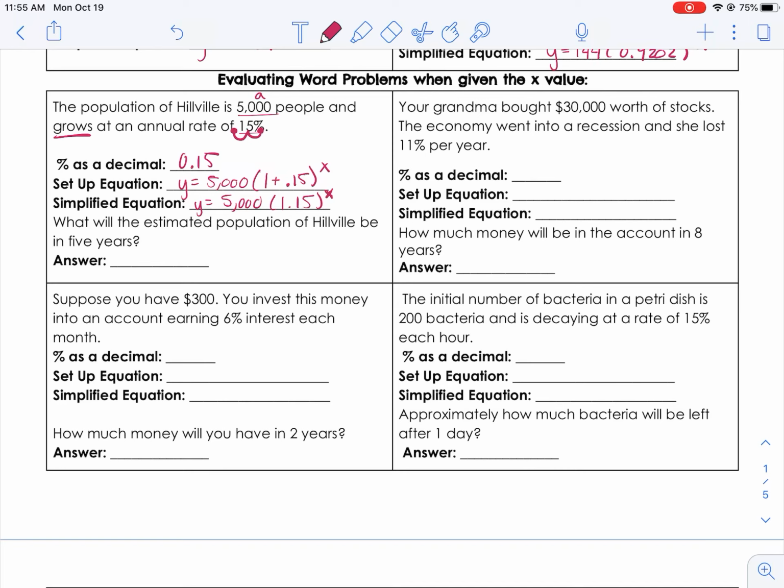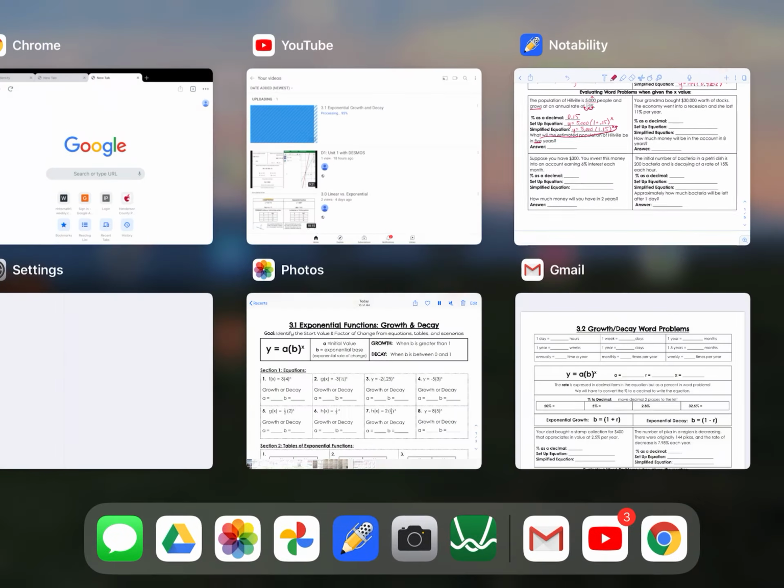And then it says, we're taking it a step further, what will the estimated population of Hillville be in 5 years? So 5 is our value. We're going to plug that 5 in for x. So I'm going to say 5,000 times 1.15 raised to the 5th power is going to be my population after 5 years. So what I'm going to do is I'm going to go to Desmos and I'm going to type that in. Let's do that.